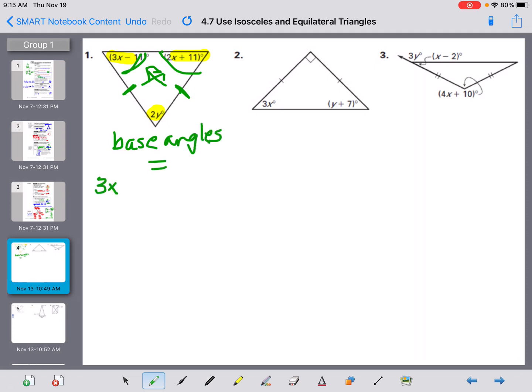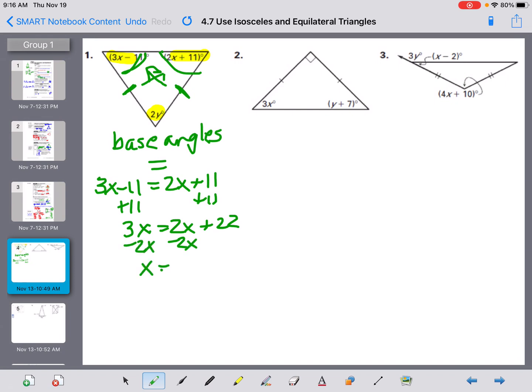So I can do 3x minus 11 equals 2x plus 11. Solve in here. If I add 11 to both sides, it would almost look like they were going to cancel, but not when I add. I get 22. Subtract 2x, and I get x equals 22. All right, so keep that in mind. Oh, wait, I still need a y.